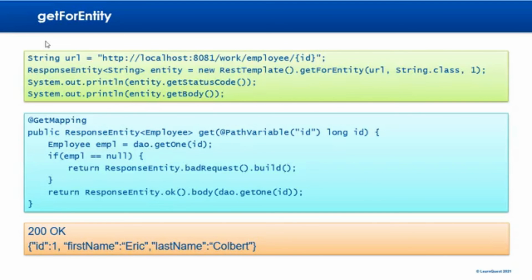So here's my URL. We're going against a template, we're getting for an entity against that URL. The payload is to be parsed back into a Java string, and we have one URL placeholder, which we're going to put 1 in. This returns a response entity. We said that we wanted to create the response entity from the response at the template end as a response entity with a string payload. So note the generic. We can now get hold of the status code and we can get hold of the body. We're going against the same service as before. We can see the result there, getting the status code.